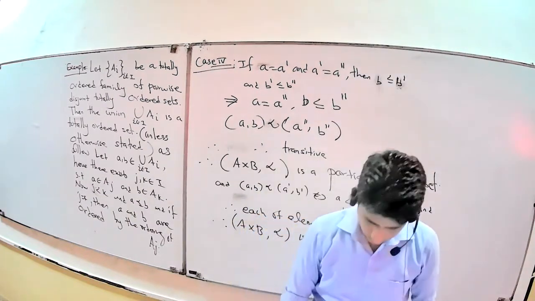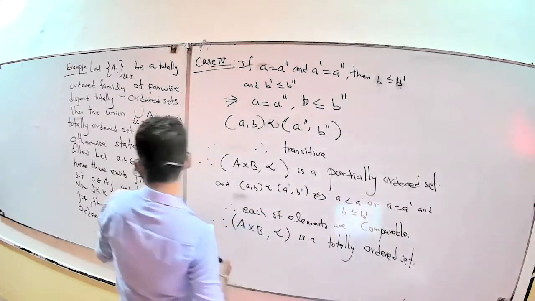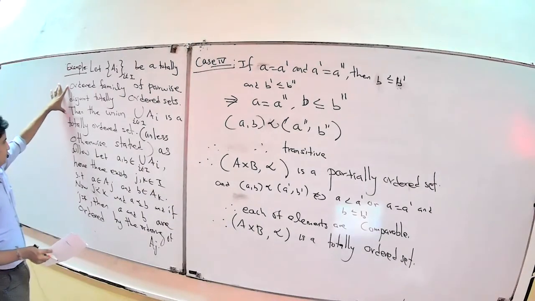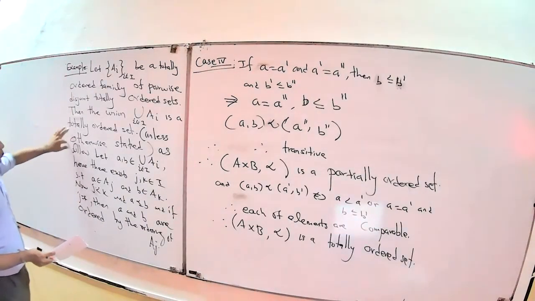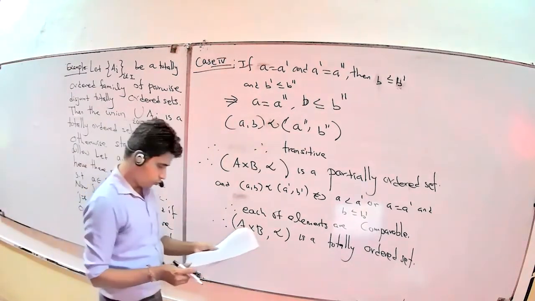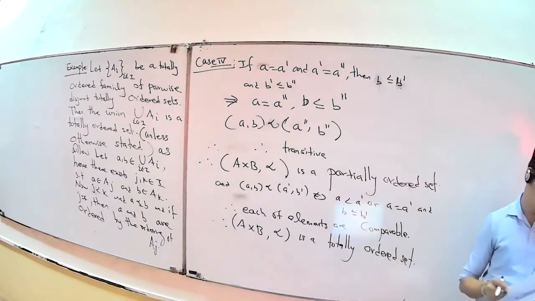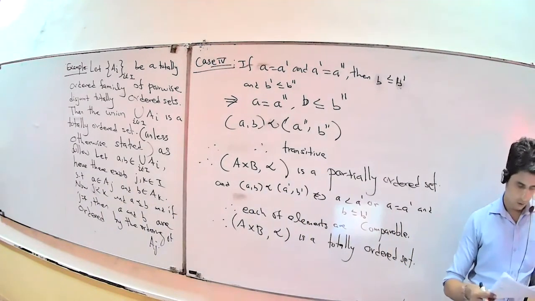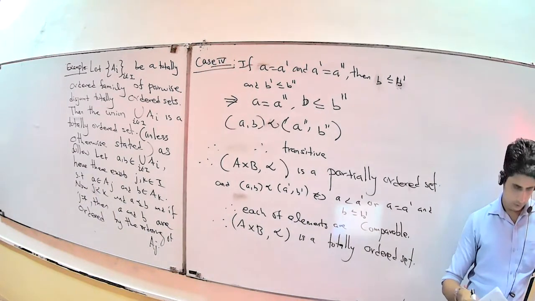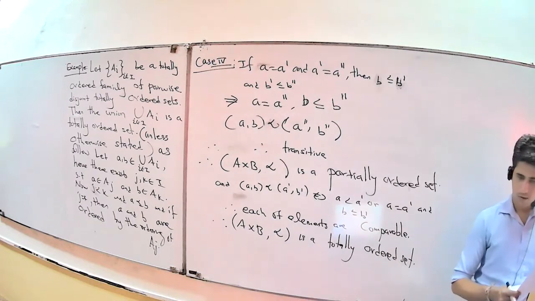You want to prove this example, I will give you this exercise, right? You want to show that the union of A_i is a totally ordered set, right? You can do this part.